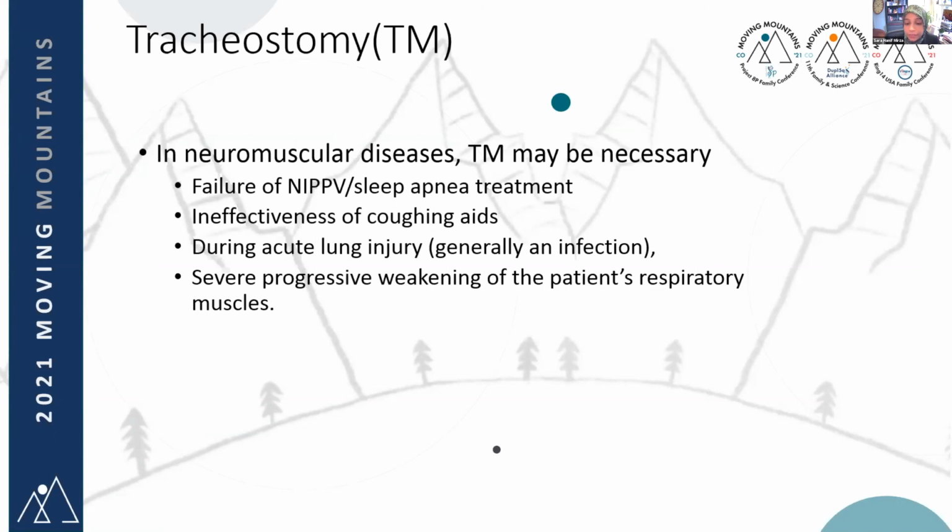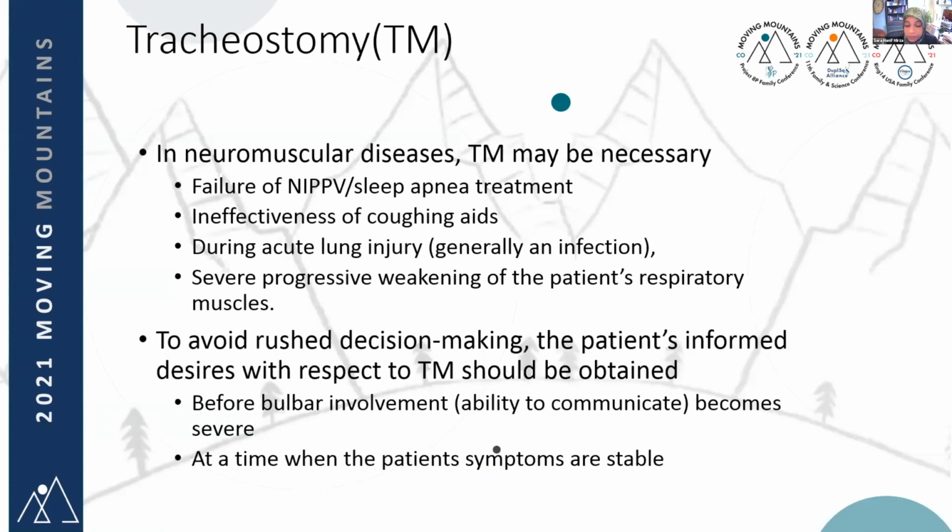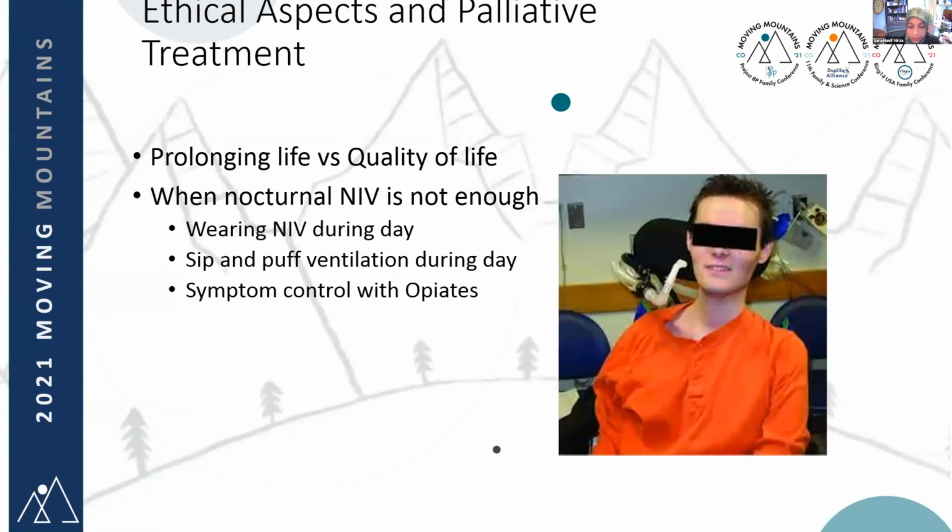We made a lot of progress in the comfort and the fit of these masks in the last decade, but there will be that patient who is unable to tolerate no matter how hard you try. And then in that situation, a tracheostomy may be the answer. It's really an important decision, and it should never be a rush decision. So the preemptive conversations ahead of time, before there is any kind of bulbar involvement, get the patient's ability to weigh in if they would want that, and at a time when the patient's symptoms are stable, so it's not a decision made in an emotionally charged situation.